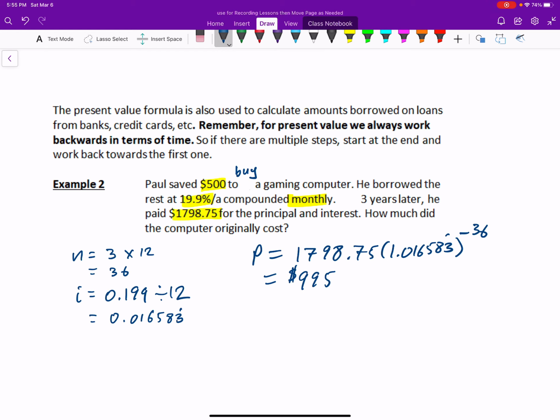And so that's how much he had to pay off on the loan, which means that he walked into a store, paid $500, and then he had to finance the $995 that was left. So the original cost must be the $995 plus that $500. So $1,495.